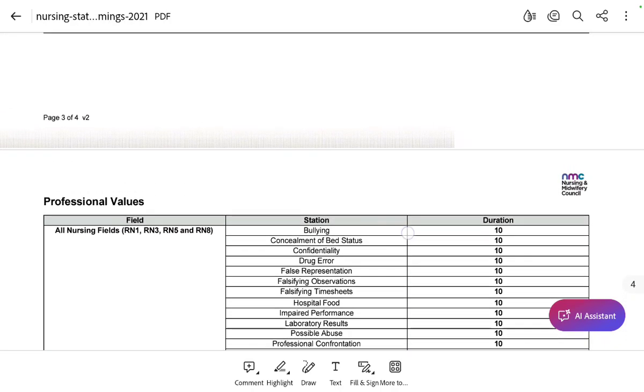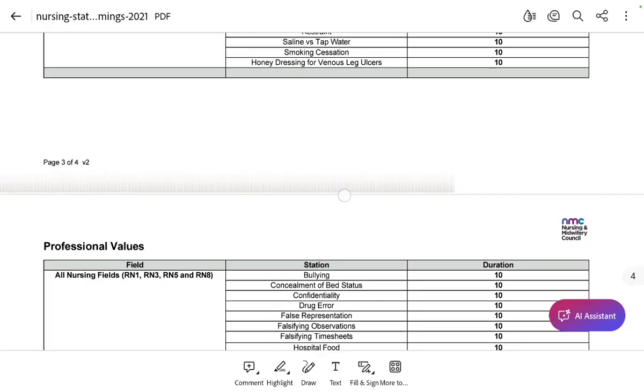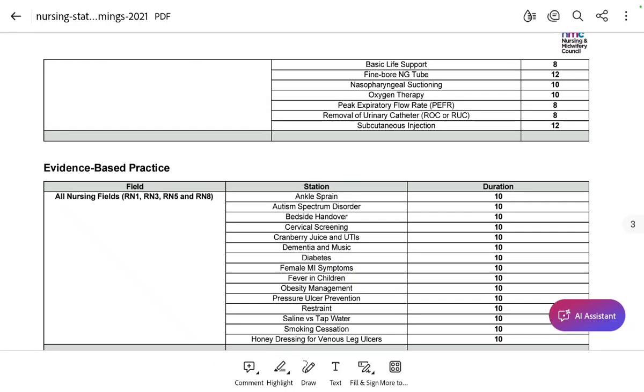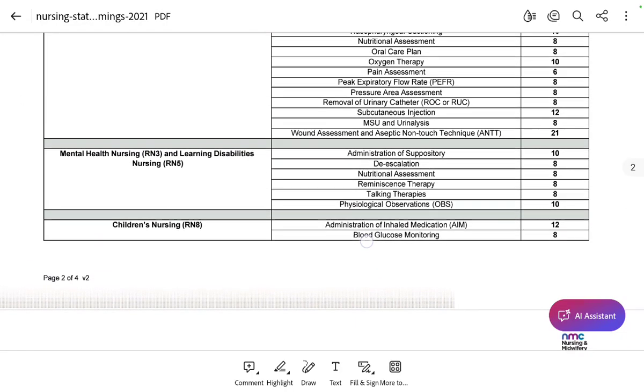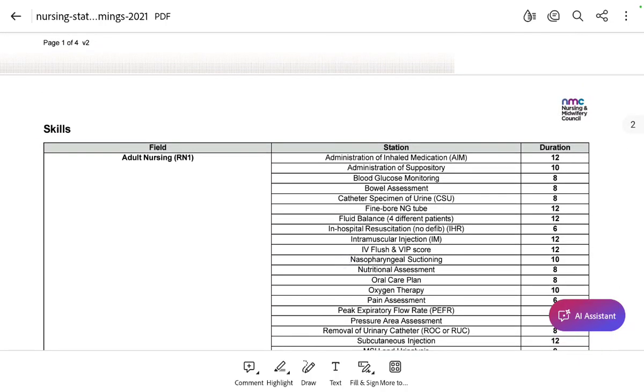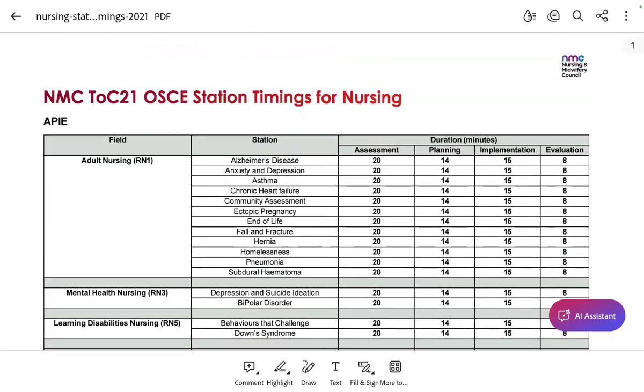So that's all. 10 stations: professional values, one, evidence based, another one makes two, four skills, that's now six stations, and four API stations. These are the 10 stations that you are going to have on the OSCE day.